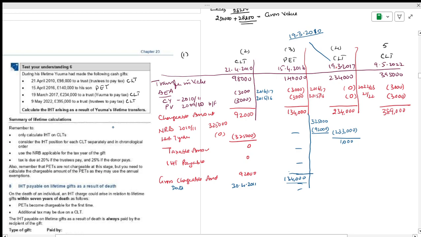Now, who is paying the tax? The third one is the donor. Is it right? If the donor is paying the tax, how much tax do you have to pay? 25%. IHT payable is how much? 25% of that is 250. Fine, tax payable is 250.